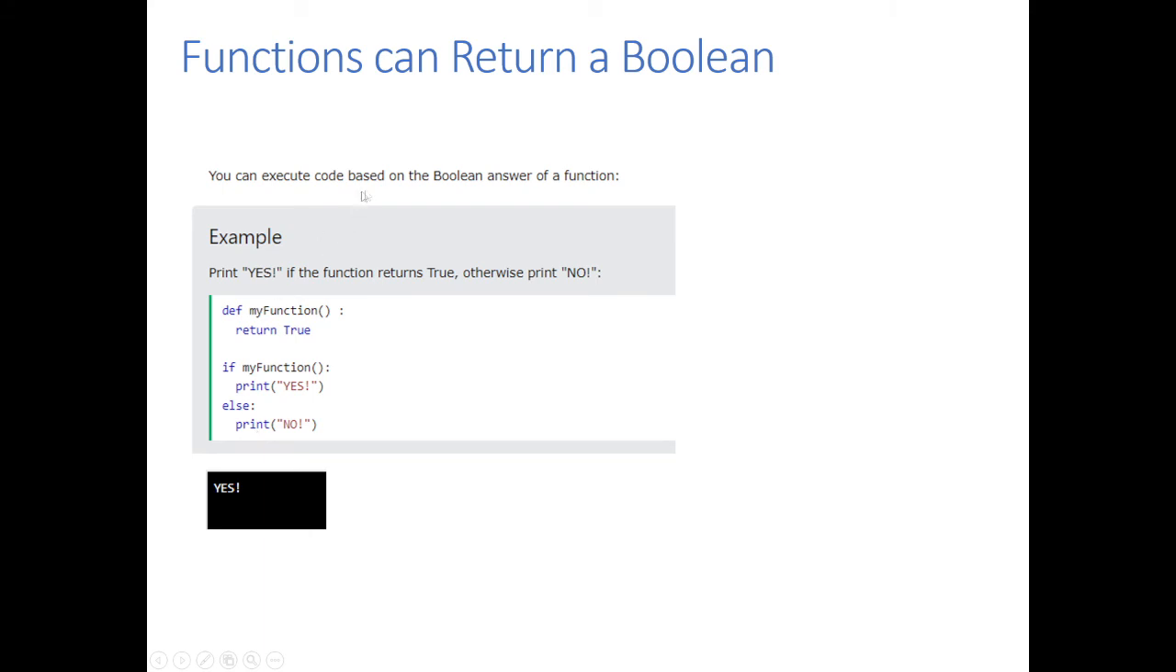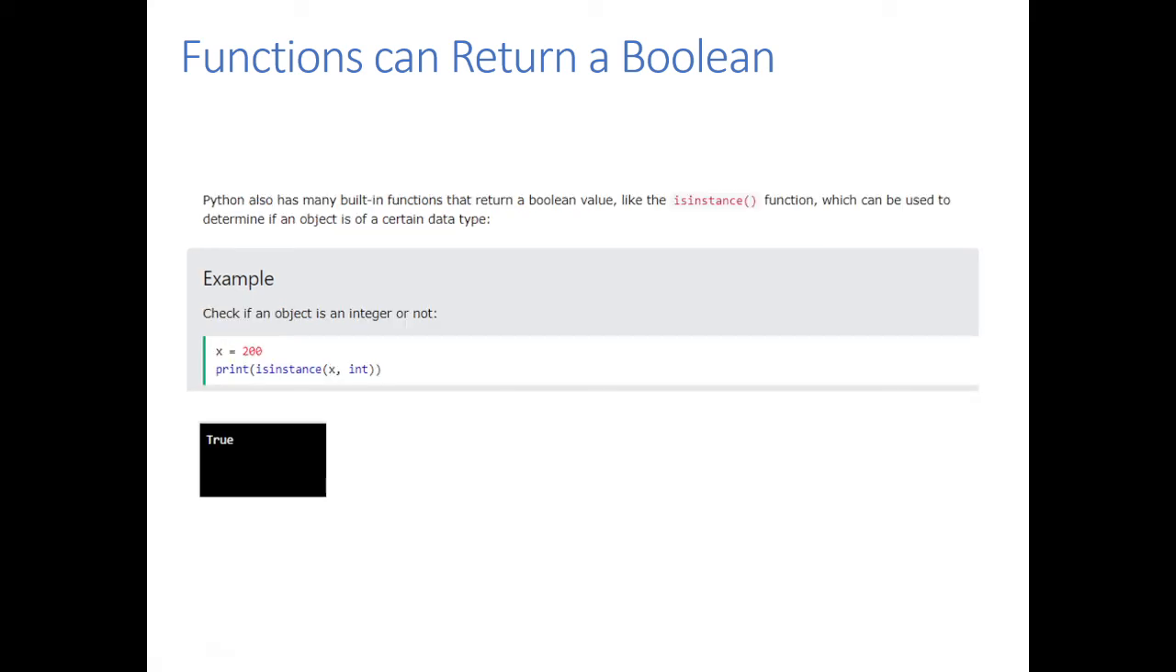You can execute code based on the Boolean answer of a function. So print yes if the function returns true, otherwise print no. So let's say we have this function and this function returns true. So if my function, so that's true, then print yes. So the output here will be yes, because this function returns the true value.